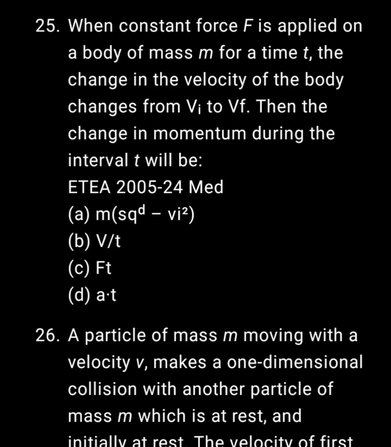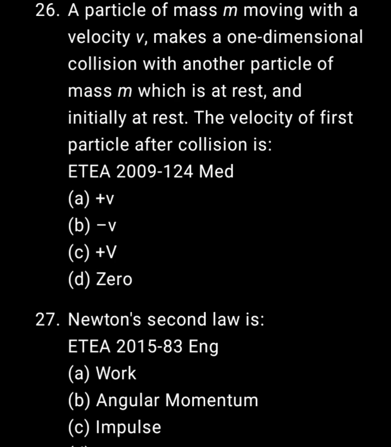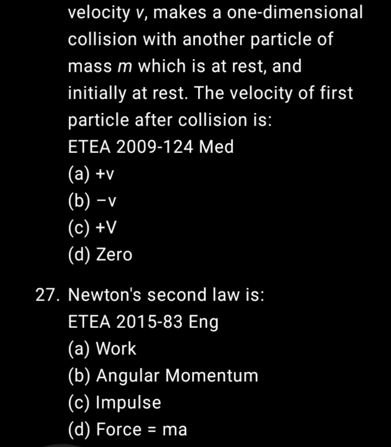26. A particle of mass m moving with a velocity v makes a one-dimensional collision with another particle of mass m which is initially at rest. The velocity of first particle after collision is ETEA 2009-124 med. A. plus v. B. v. C. minus v. D. 0. 27. Newton's second law is ETEA 2015-83 eng. A. Work. B. Angular momentum. C. Impulse. D. Force equals ma.